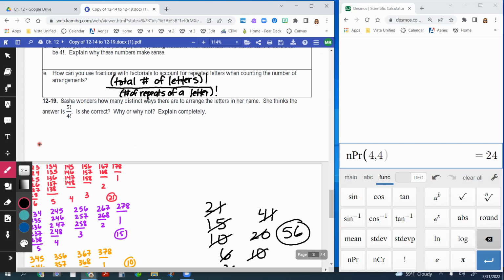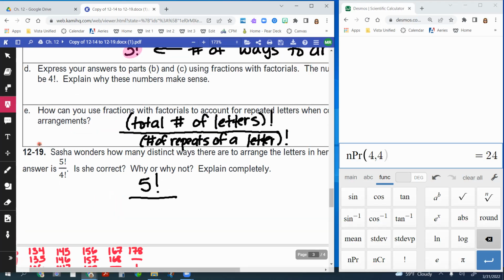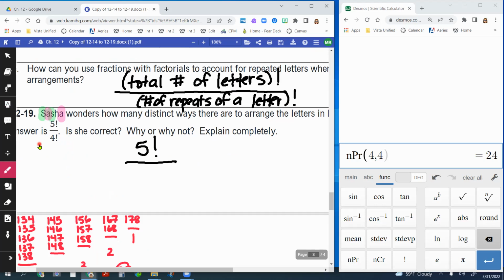Sasha wonders how many distinct ways there are to arrange the letters in her name. She thinks it's 5 factorial over 4 factorial. Is she correct? Now, what's happening is she does have 5 letters, so it's going to be 5 factorial on top. However, when we're doing this 4 factorial on bottom, yes, there's 4 letters that are being repeated, but there's only 2 S's that are being repeated, and then there's 2 A's that are being repeated. So we're not having all 4 letters, how many ways we can arrange those 4 letters. It's how many ways can I arrange my S's? 2 factorial, times how many ways can I arrange my A's?